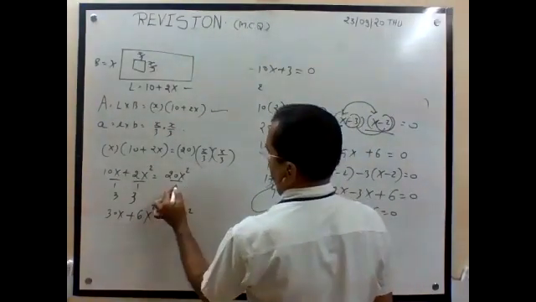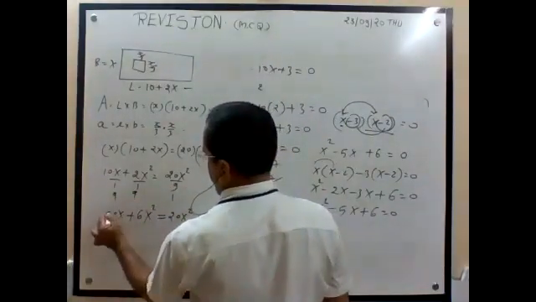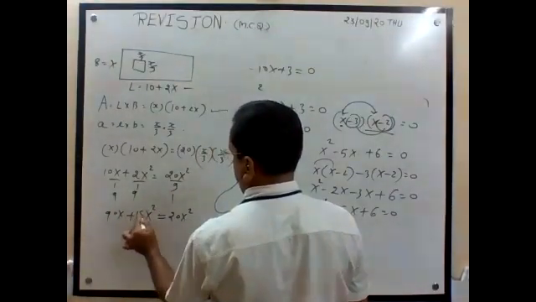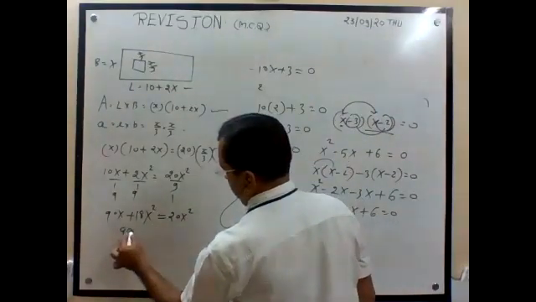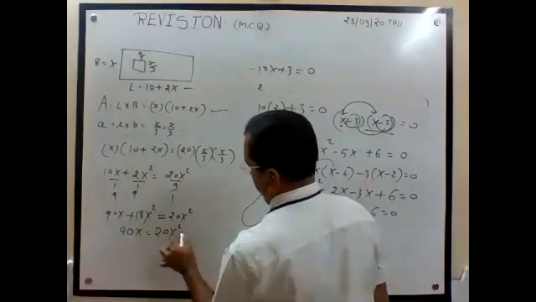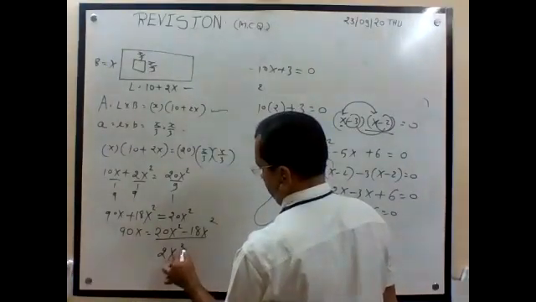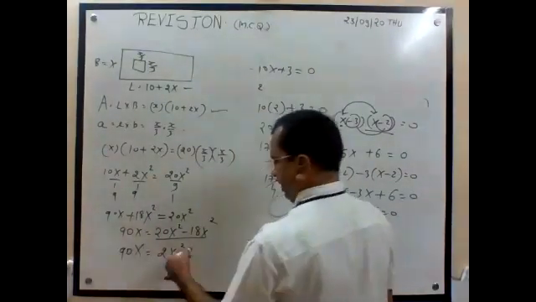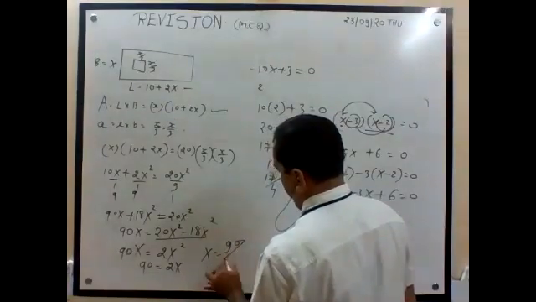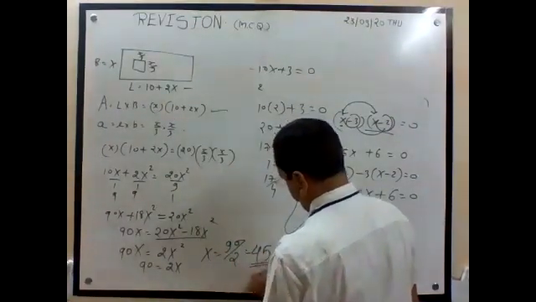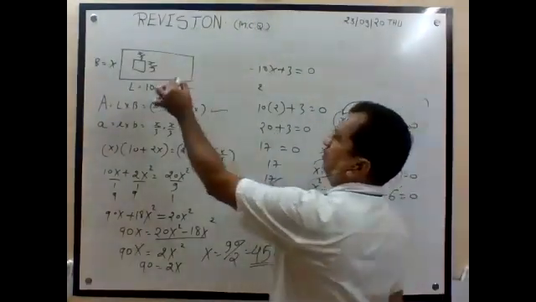Okay, 3 3s are 9. So this is 9, 9. This is 90. This is 18. This is 20x square. So this comes to this side. 90x is equal to 20x square minus 18x square. So this is 2x square. 90x, x and x reduced. So 90 is equal to 2x. x is equal to 90 by 2. It is 45. 45 meter. This is what we want, x.